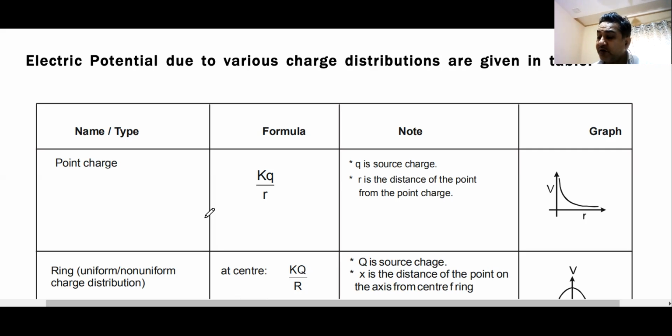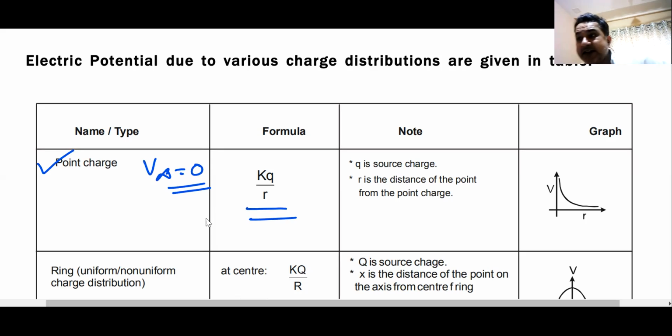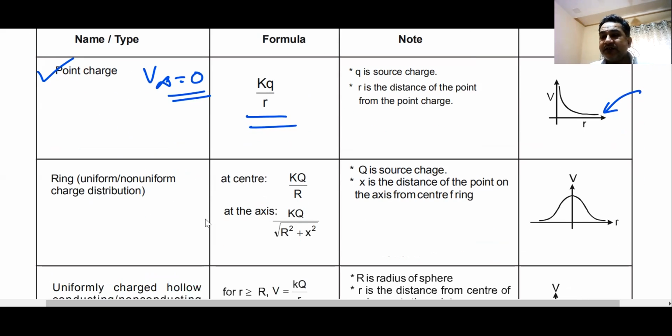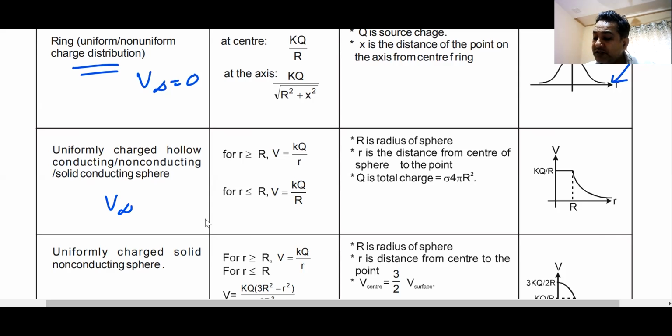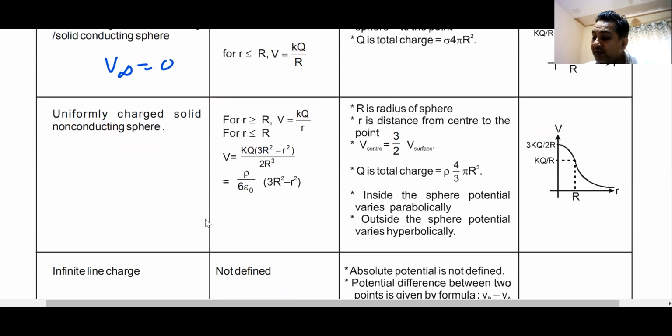Electric potential due to a point charge. We are calling this absolute potential because there is a point whose potential is taken as zero, and that point is infinity. As you can see, the graph also tells us clearly that potential at infinity is going to be zero. Similarly, for a ring, potential at infinity is zero. For a sphere also, potential at infinity is taken as zero. We can very simply see it. For a non-conducting sphere also, potential at infinity is zero. You can very well see it.